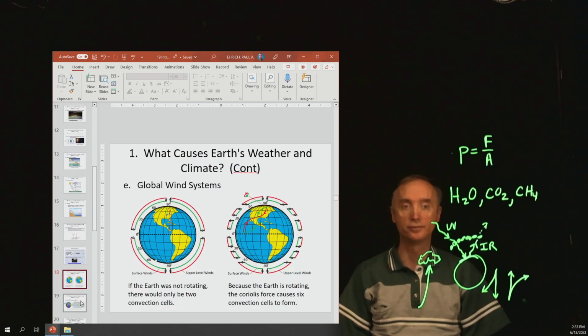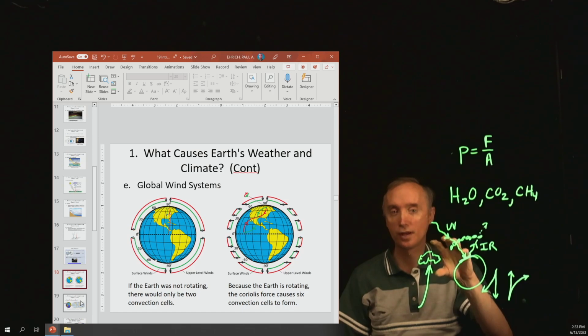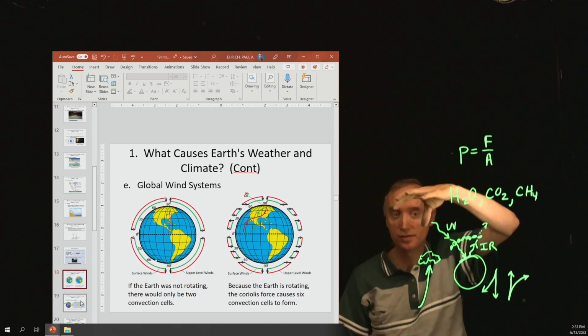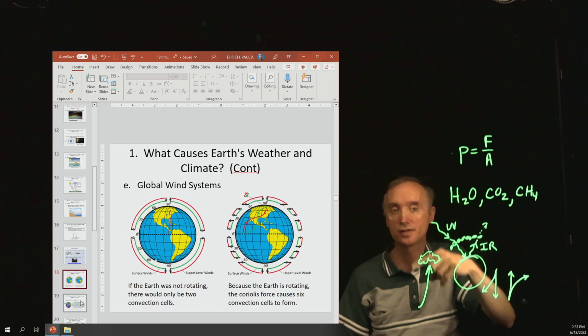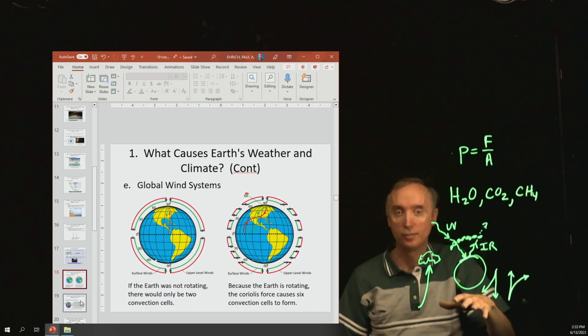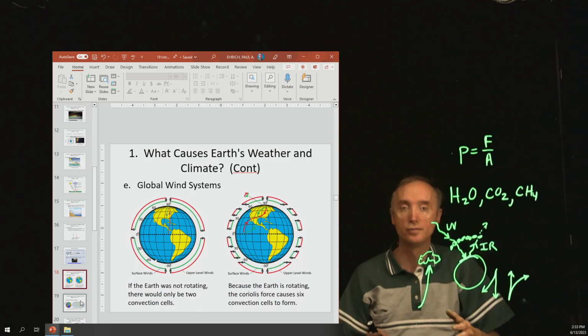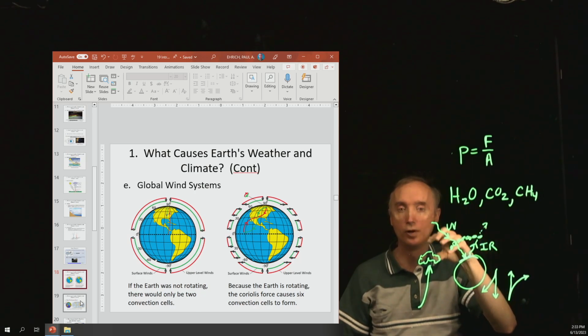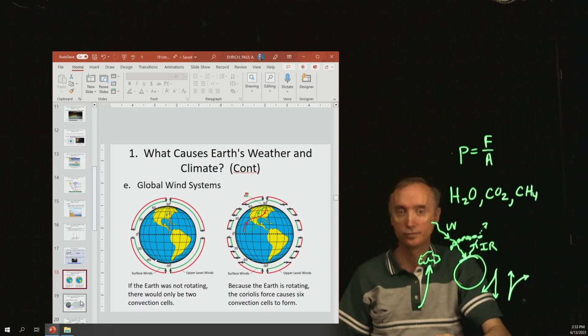So why is that important? Okay, so what this does is it causes global wind systems on the surface of the Earth. So that if the Earth was not spinning, then the surface winds would always blow in the northern hemisphere from north to south, always. But because the Earth is spinning, it breaks the convection cell, one convection cell in the north and one convection cell in the south, into three in the north and three in the south.